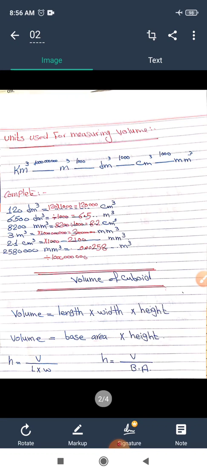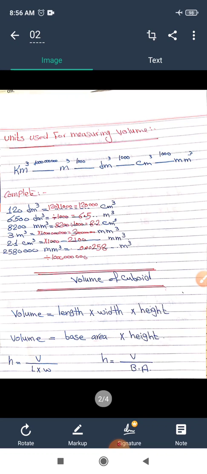8,200 cubic millimeters equal how many cubic centimeters? To convert from cubic millimeter to cubic centimeter, divide by 1000, equals 8.2. 3 cubic meters equal how many cubic millimeters? To convert from cubic meter to cubic millimeter, multiply by 1 milliard, equals 3 milliard. 2.1 cubic centimeters to cubic millimeters, multiply by 1000, equals 2100.